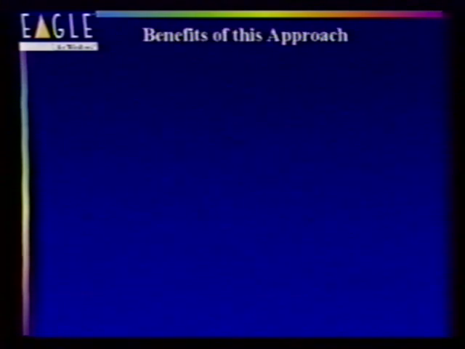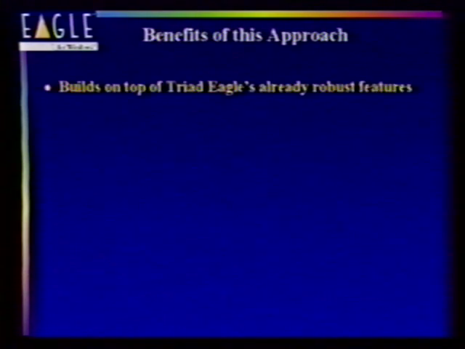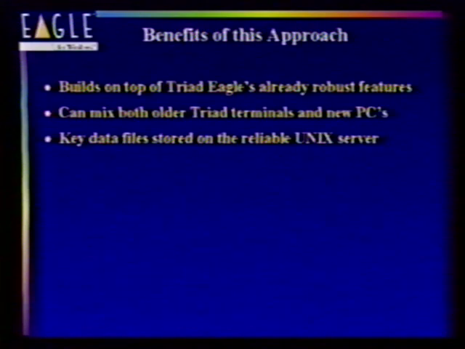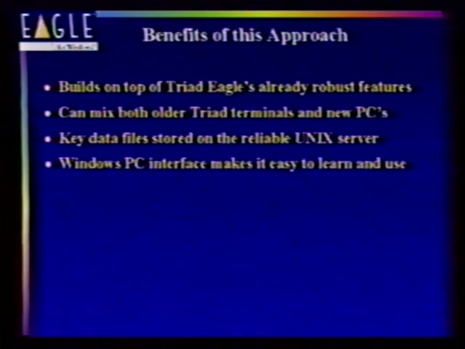Here are some of the benefits of the approach that we are taking. First, we are building on top of the Triad Eagle's already robust features rather than starting from scratch and replacing the Eagle system. Eagle users can now mix older terminals with new Eagle for Windows PCs, meaning, for example, that you could install the Eagle for Windows Accounts Receivable programs in your office, but continue to run the traditional Triad Eagle point-of-sale applications if you wish. It does not have to be an all-or-nothing proposition. Your key data files remain on the very reliable Eagle Unix server, but the new Eagle for Windows interface makes it easy to learn and use.